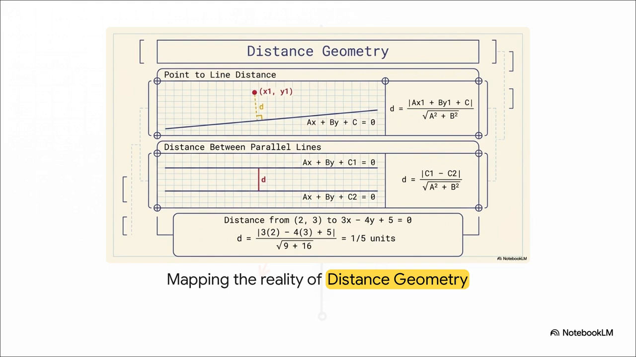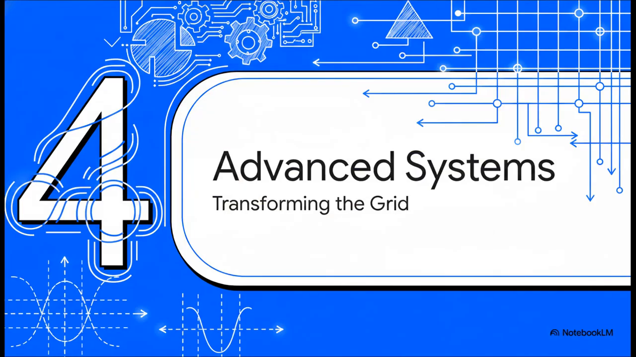On the bottom, we see how to measure the constant gap d between two parallel tracks. By just comparing their constant values c1 and c2, we can measure the void between them without ever needing to pull out a ruler. Section 4.